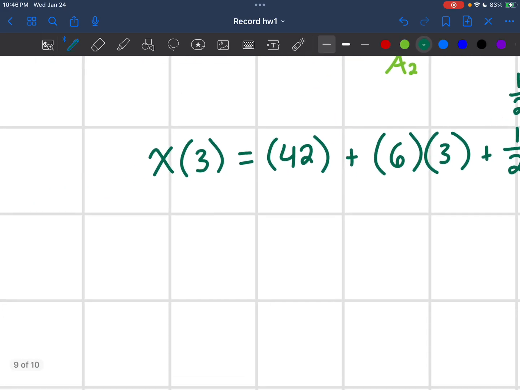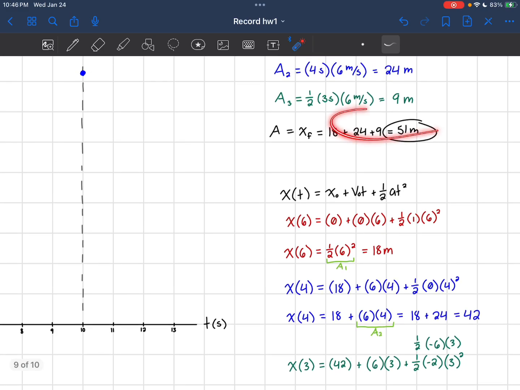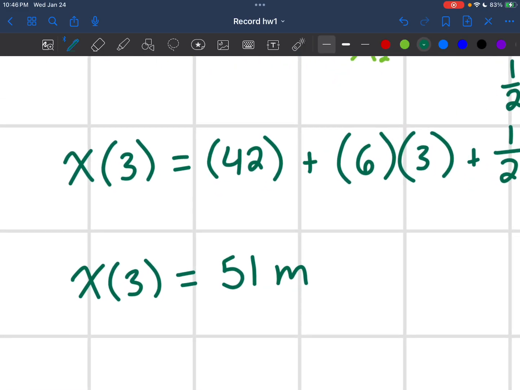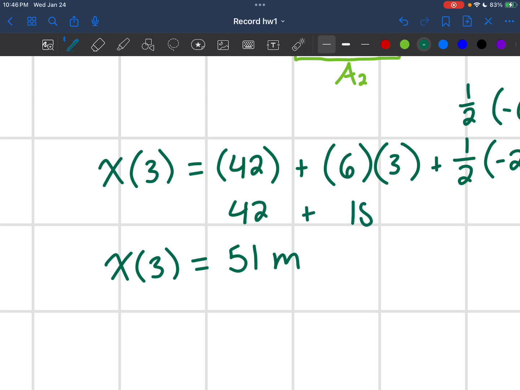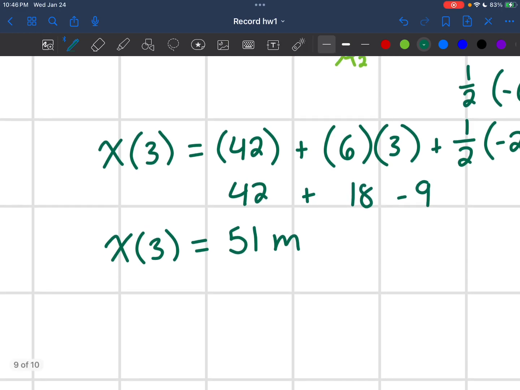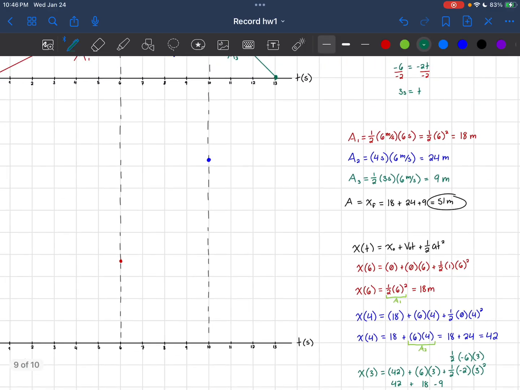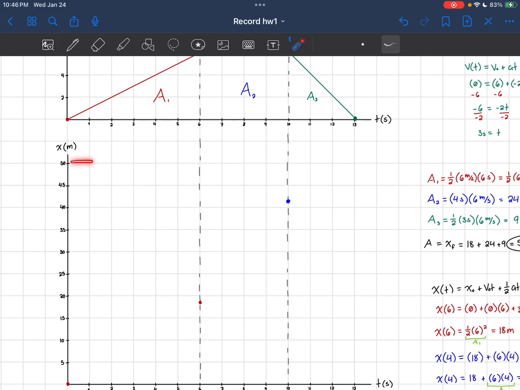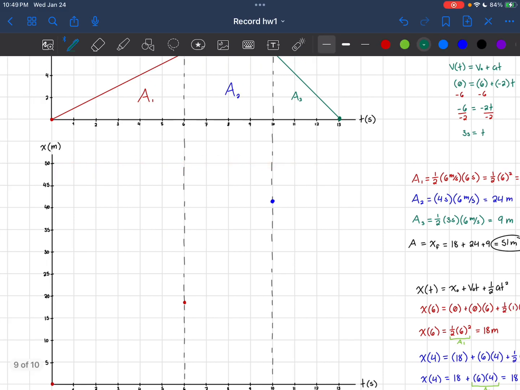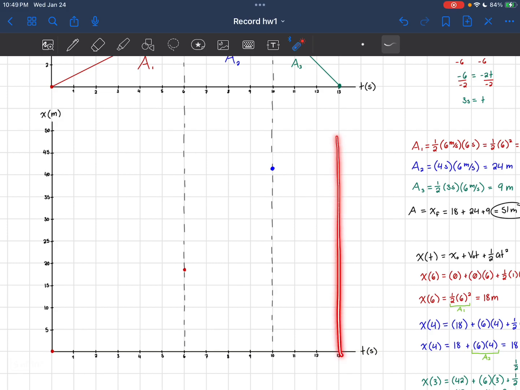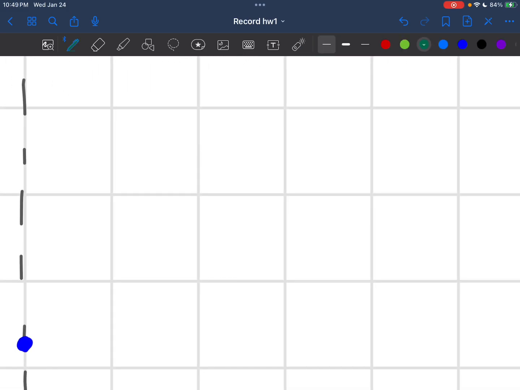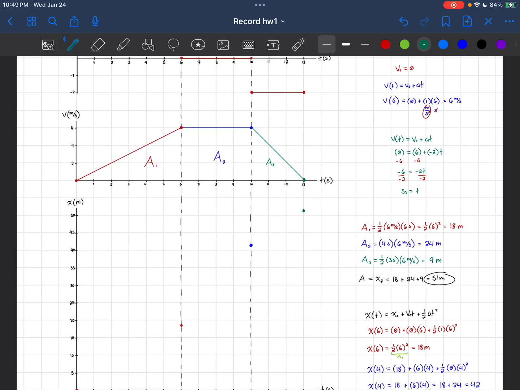So solving this for an actual number, my x of 3, again, is going to be 51 meters, exactly like we solved for it last time, because it'll be 42 plus 18 minus 9, right? Plus that rectangle minus the extra triangle. So I have my total displacement, again, solved for, of 51 meters. So I'm going to graph that right up here. It's right over 13 seconds, 51 meters. Let's try to find it. Keep it roughly to scale, and that looks good.